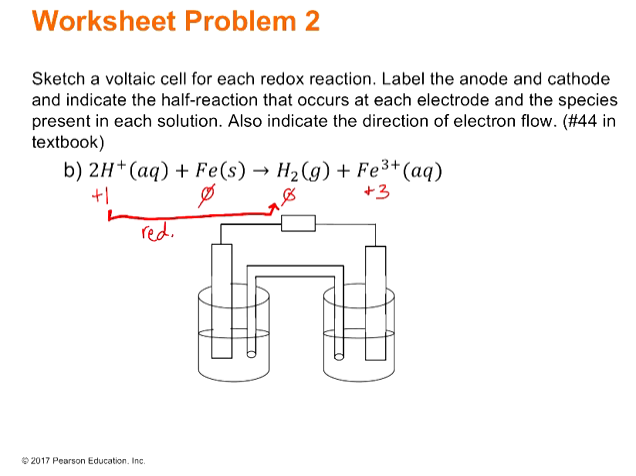Okay, and then what about iron? Iron is experiencing oxidation. Okay, so does reduction go with the anode or the cathode? The cathode. And does oxidation go with the anode or the cathode? The anode.